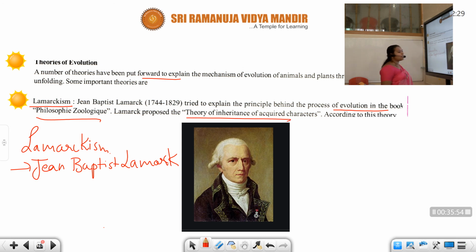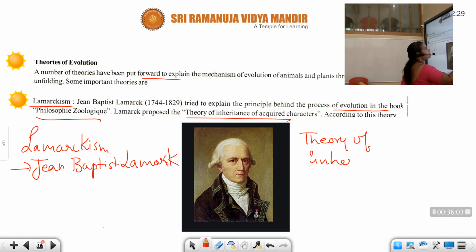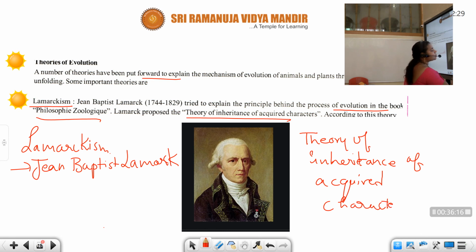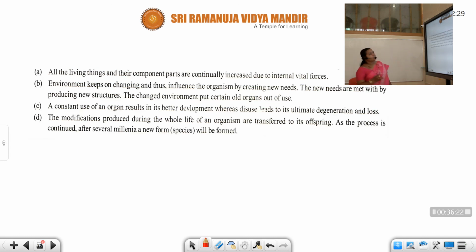So what he gave, students, he proposed the theory of inheritance of acquired characters. He proposed a theory that is inheritance of acquired characters. According to this theory, there are some points. Let us discuss those points now.